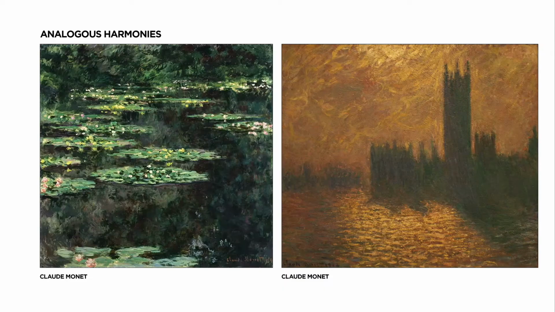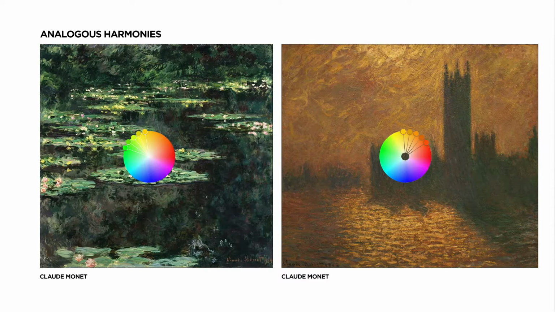Okay, so starting off on analogous harmonies, we have Claude Monet. Monet is a very famous French landscape painter. I don't want to go into the history of each and every person. I think, obviously, their work stands for itself. So what do we have here?